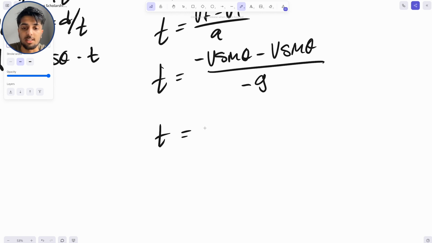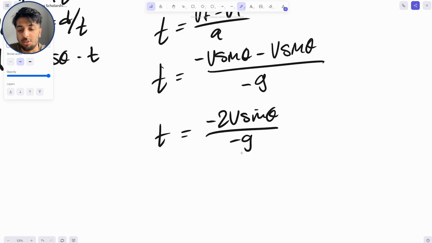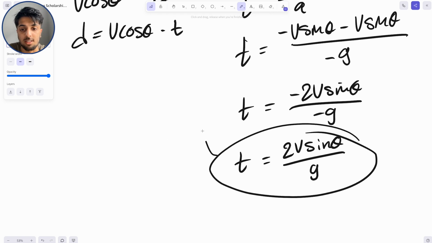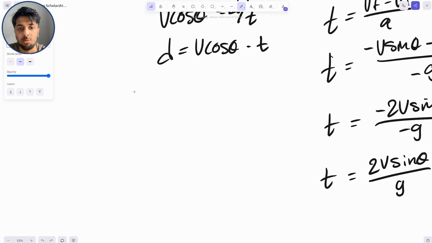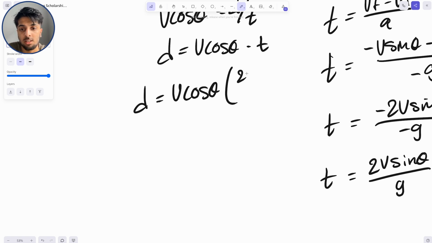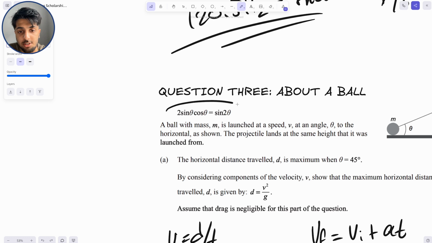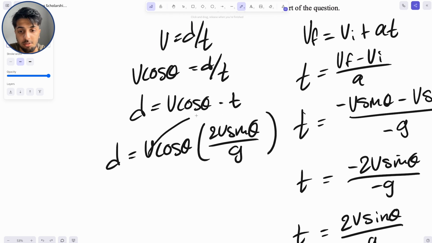So we can say that this is equal to negative 2v sine theta all over negative g, and so we can take out the negatives because it's negative on both the top and bottom, so we get 2v sine theta all over g. Now subbing this into here, we get d is equal to v cos theta times 2v sine theta all over g. Now this little trig identity is given to us and it comes in very handy. As you can see, this is seen right here.